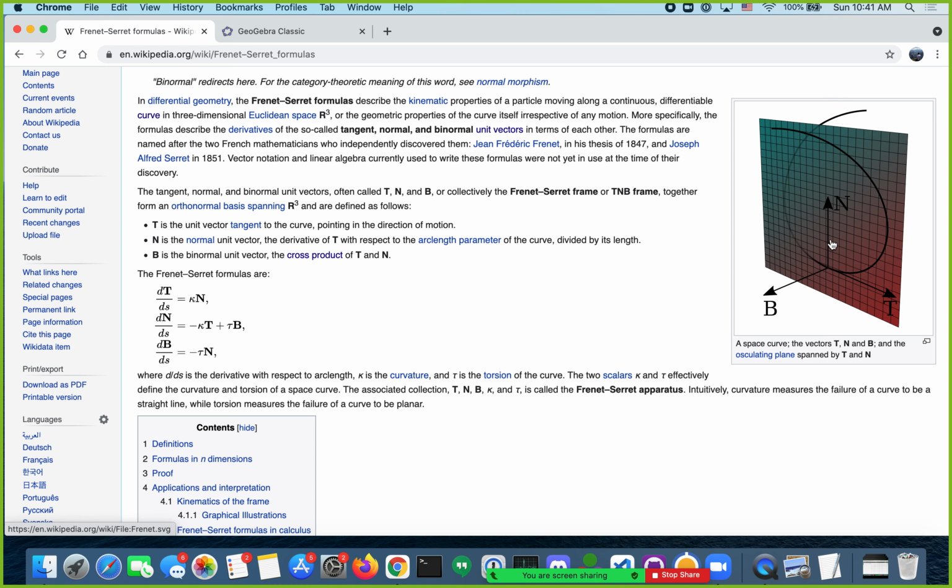T for unit tangent, n for unit normal, and remember we produced n from the acceleration gamma double dot, and we removed the tangential component so that it was normal to the velocity. And then to get b, we're just going to take t cross n, and that'll produce b. Okay, so that's the TNB frame.